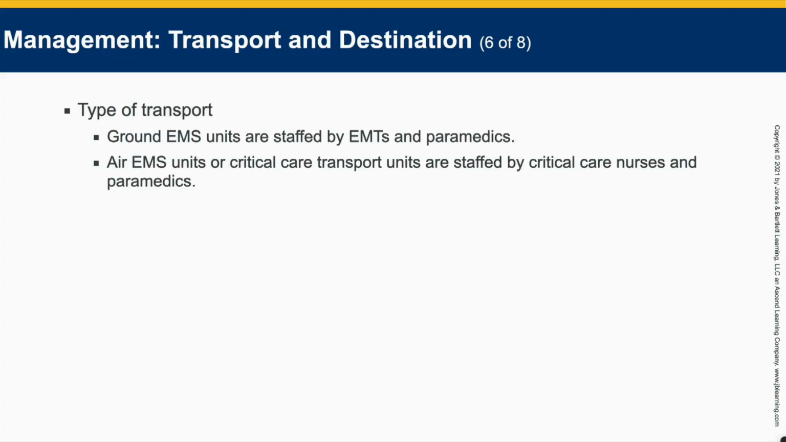Let's talk about different types of air transport because not every patient and every situation requires the same level of resources. Your ground EMS units are typically staffed by EMTs and paramedics, and this is the most common mode of transport. But in more critical situations, you may need a higher level of care during transport. That's where air EMS or critical care units come into play. These are staffed by critical care nurses and paramedics, allowing more advanced interventions during transport. So again, think about your patient's condition and ask yourself, what level of care do they need while we're moving them?